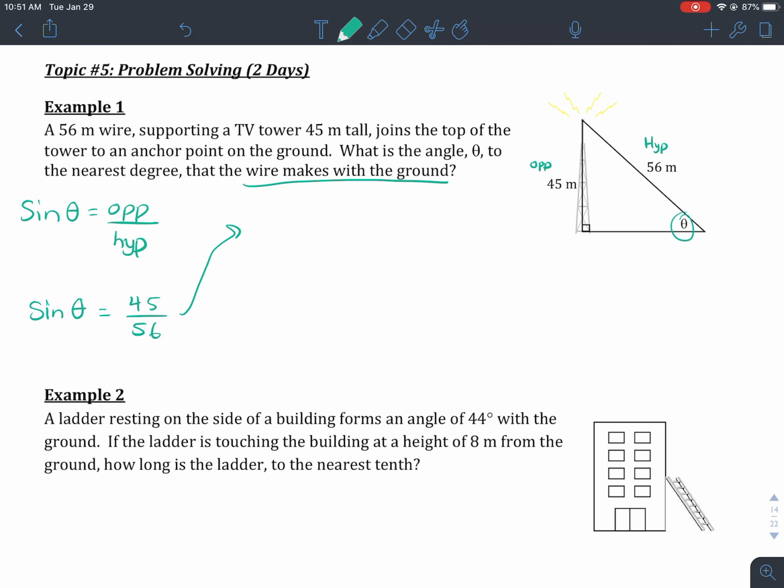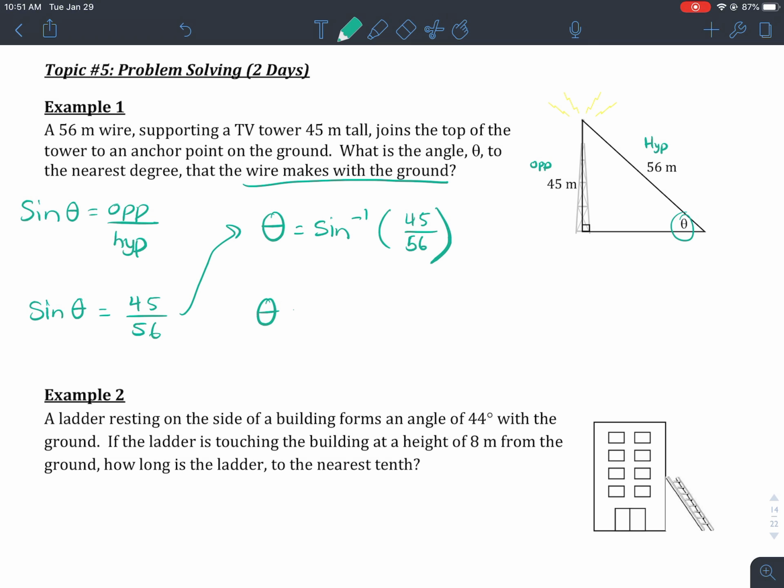And from our last video, we know that in order to find an angle, we are going to use the inverse of whatever function it is we've chosen. So we're going to use the inverse of sine. Okay, our fraction 45 over 56 is going to go inside. Our calculators are in degree mode only for this. And our angle is going to be 53 degrees. And there is that first one all done.